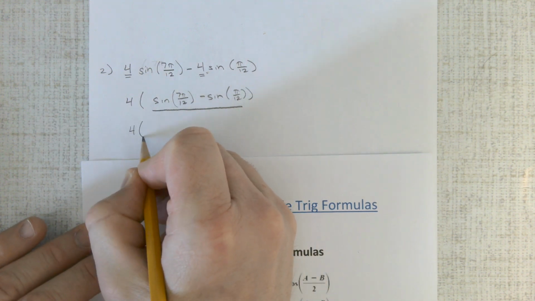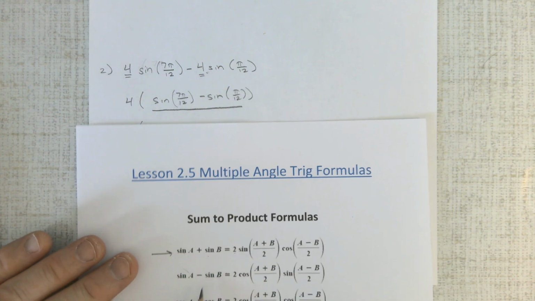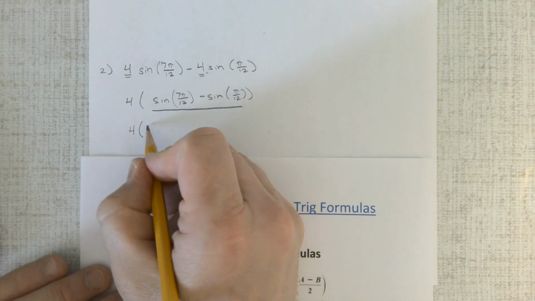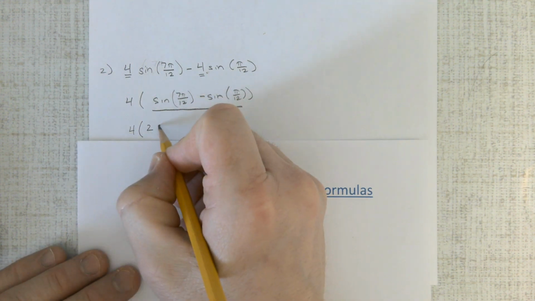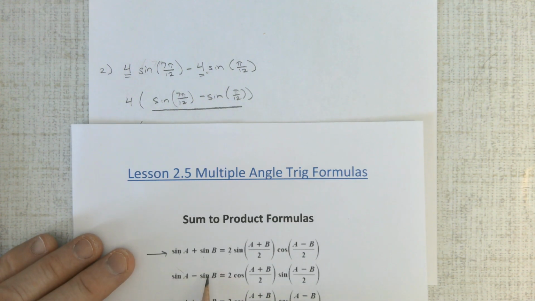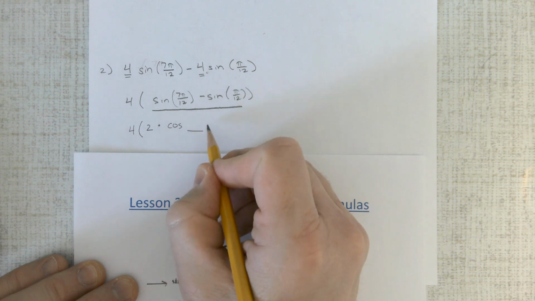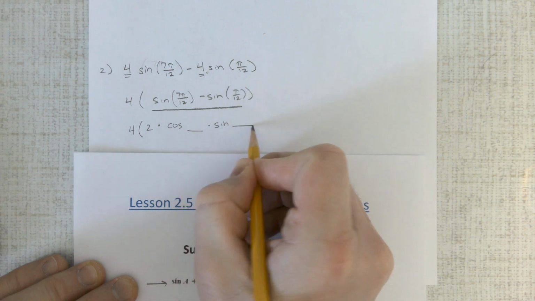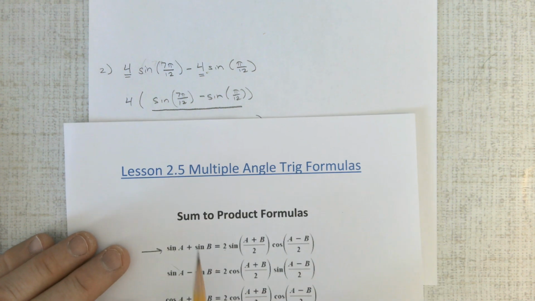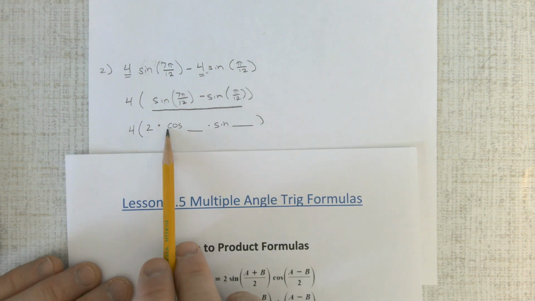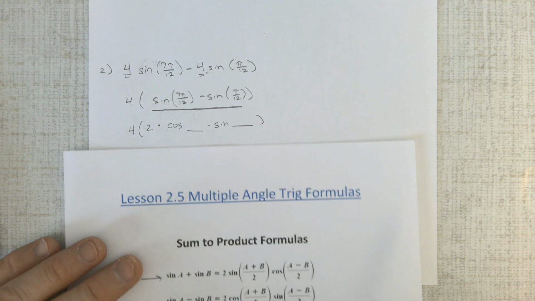So 4 times, well, what is sine minus sine? Well, sine minus sine is 2 times sine minus sine is right here. It's a cosine and then a sine. So cosine of something and sine of something. Let me make sure I have my formula right. Alright, now we just need to do the math.